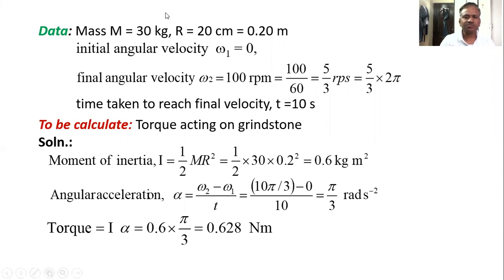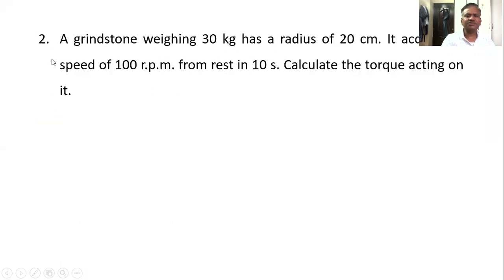Now, what are the given data? Mass equals 30 kg. Radius equals 20 centimeter. 20 centimeter equals what? 0.2 meter. Initial angular velocity omega 1 equals what? 0. Why is omega 1 equal to 0? You see in the problem what he said here? Rest. It is rest he told. That's why omega 1 equals 0.